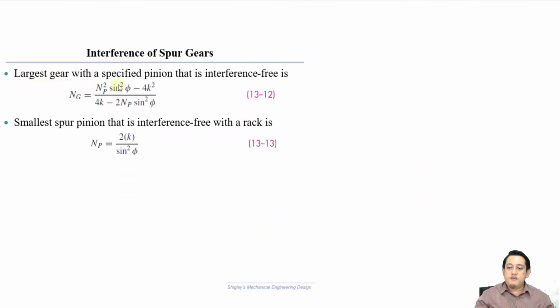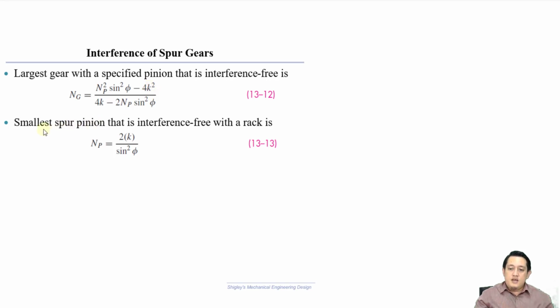Largest gear with a specified pinion that is interference free is this one. If you want to specify the size of the pinion, which is the smaller gear, then actually we have the largest gear. So this is the maximum size that we can use to be paired with this small gear here. This is the equation to calculate it. We have a specified number of teeth of the pinion, we have the pressure angle, and also the value of K, whether full depth or stub teeth.